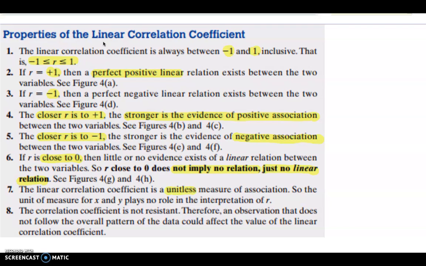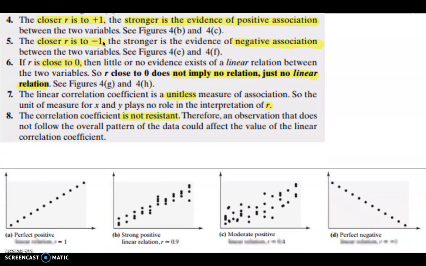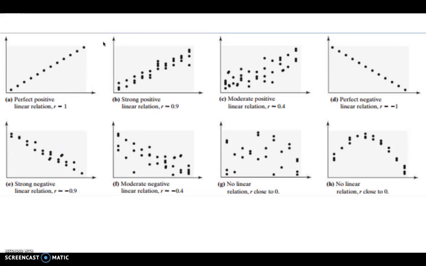The correlation coefficient is a unitless measure. So the units of measure of our variables x and y play no role in the interpretation of that correlation coefficient r. The correlation coefficient is not resistant. So if an observation doesn't follow the overall pattern of the data, it could affect the value of your correlation coefficient quite significantly.